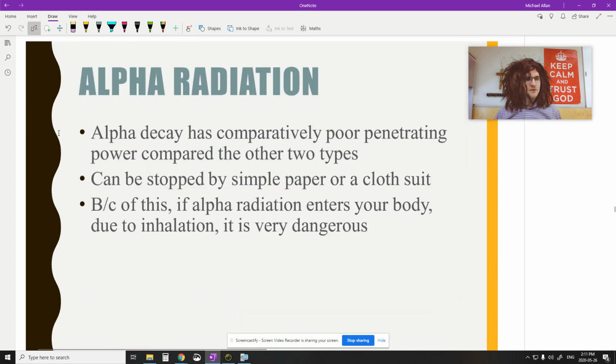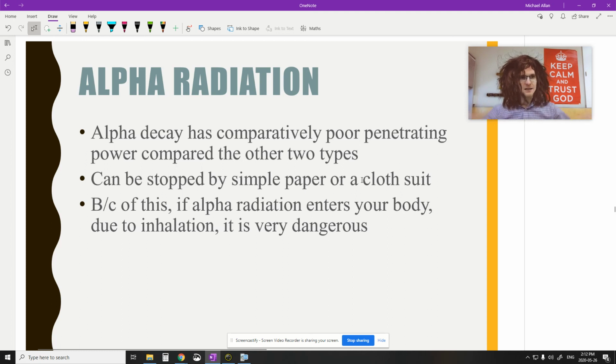A few things we'll talk about later on as well are the health effects of radiation. I don't know, maybe I'll skip that part. Not the most important, though it's very important if you're dealing with radiation all the time. But alpha decay has poor penetrating power because of two factors. It's usually traveling slower because it's more massive, and it's larger in size, so it's more likely to hit something on the way. So it could be stopped by simple paper or a cloth suit, right? Or a paper suit as well, right?